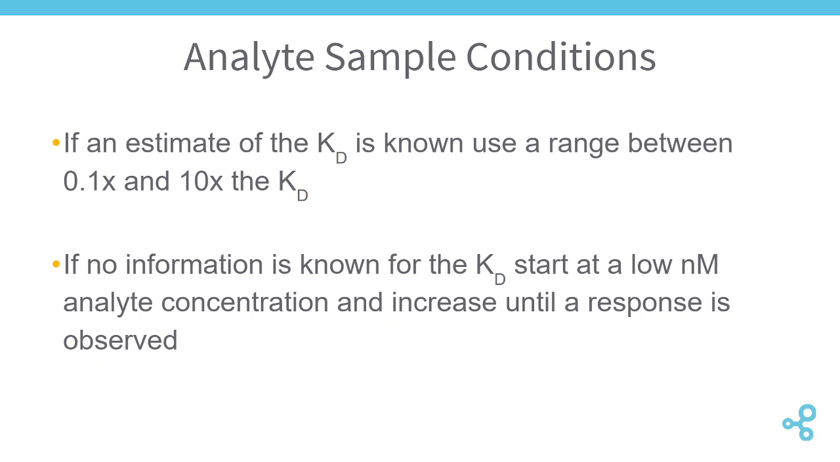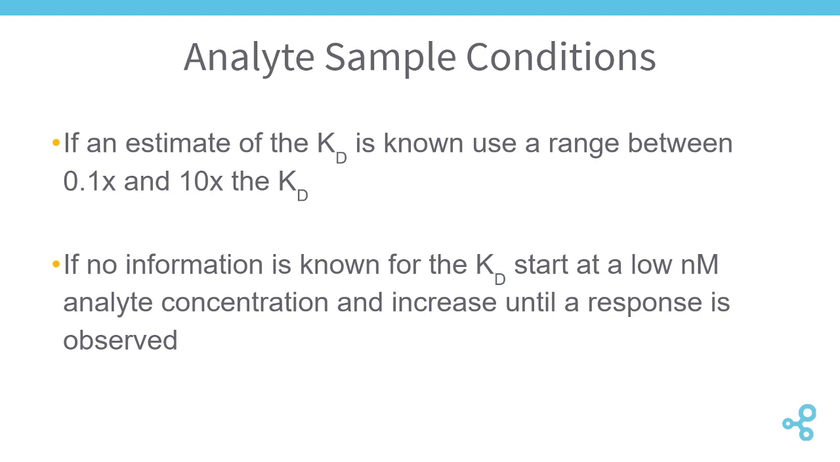So what we mean by that is we'd like to see at least between like 20 and 30 response unit change, so that indicates that we do see specific binding. And again, this is after we've done all our control experiments, so we know that this isn't due to non-specific binding or bulk shifts, and then we'll increase from there.